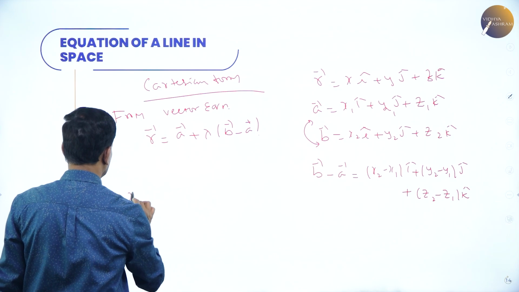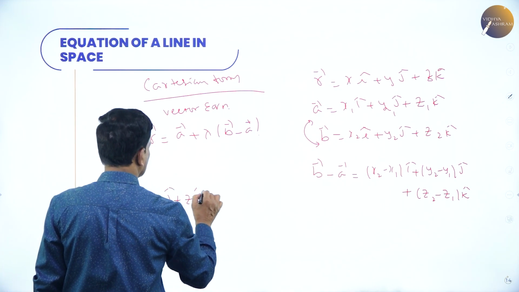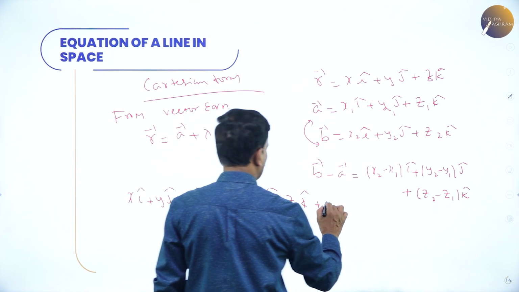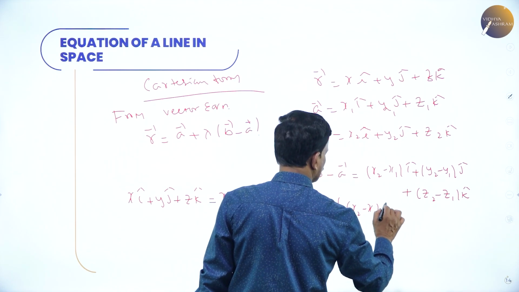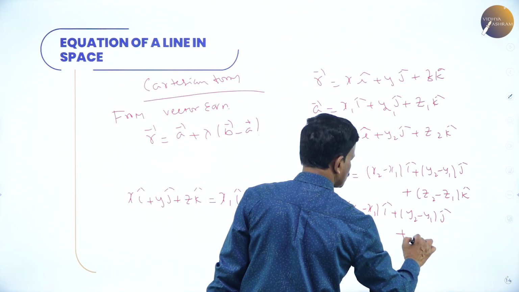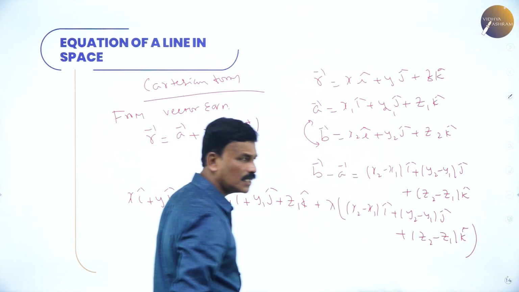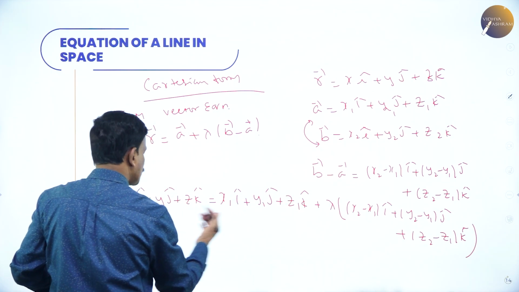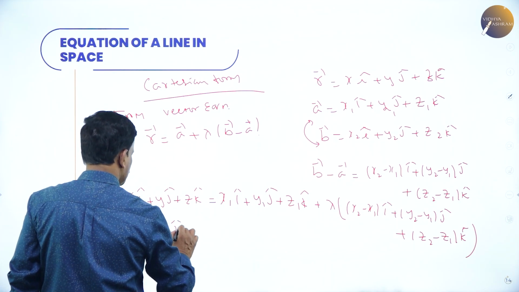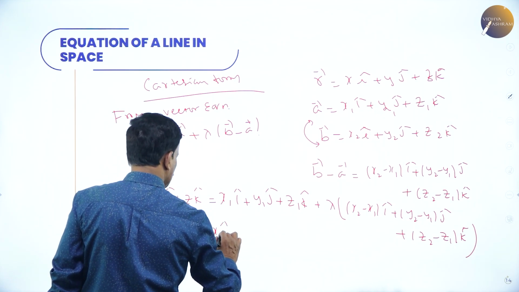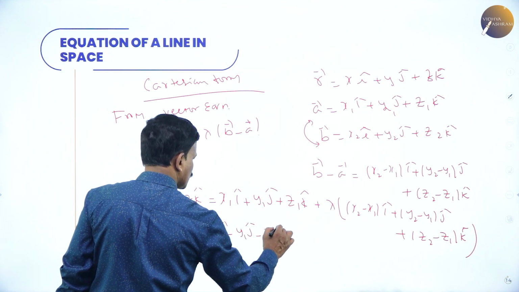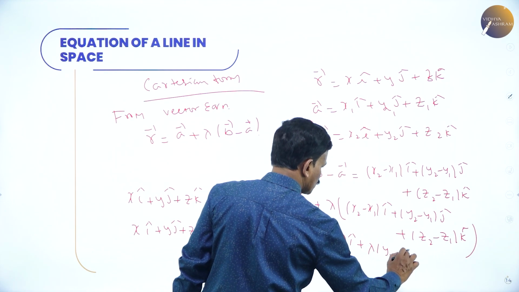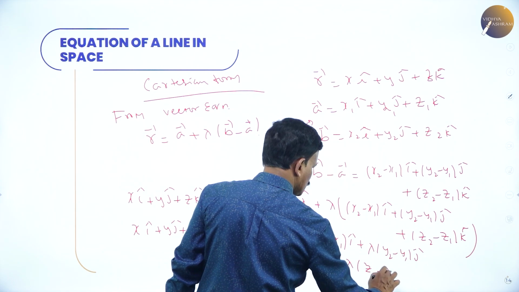Now, substitute here. So, this equation becomes xi plus yj plus zk is equal to a. What is a? x1i plus y1j plus z1k plus lambda into this b minus a vector, x2 minus x1 into i plus y2 minus y1 into j plus z2 minus z1 into k. That's it. Now, transfer this to the left hand side. What happens? You will get xi plus yj plus zk, and if you transfer, it becomes minus x1i minus y1j minus z1k is equal to lambda into x2 minus x1 i plus lambda into y2 minus y1 j plus lambda into z2 minus z1 k.